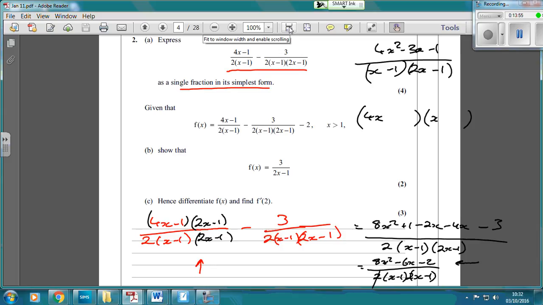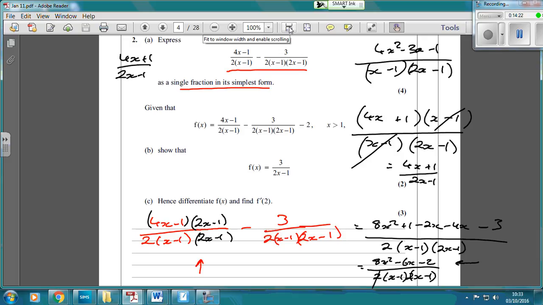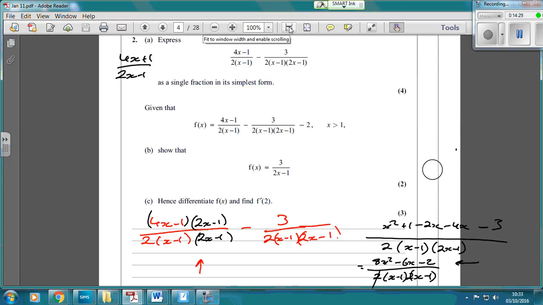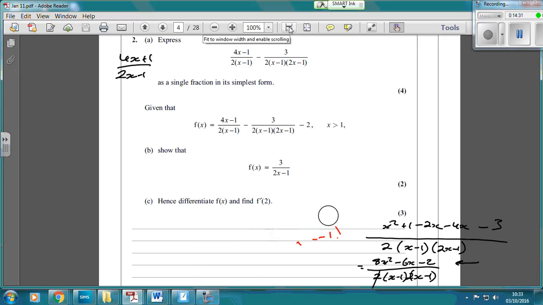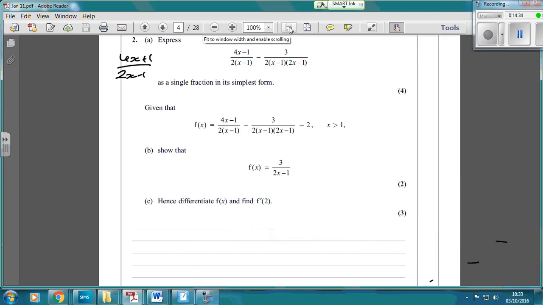And x minus 4 plus 1, so x minus 1, 2x minus 1. These cancel, leaving you with 4x plus 1 over 2x minus 1. Okay, so the solution to this one is 4x plus 1 over 2x minus 1. Again, what I'm hoping that you're doing is just pausing the video, having a go at the question first, and then seeing if you get the same answer as me.